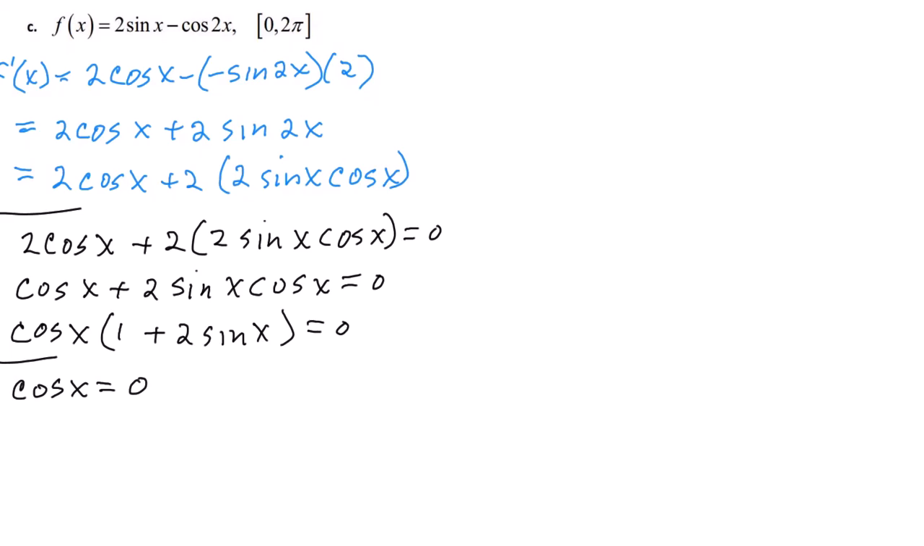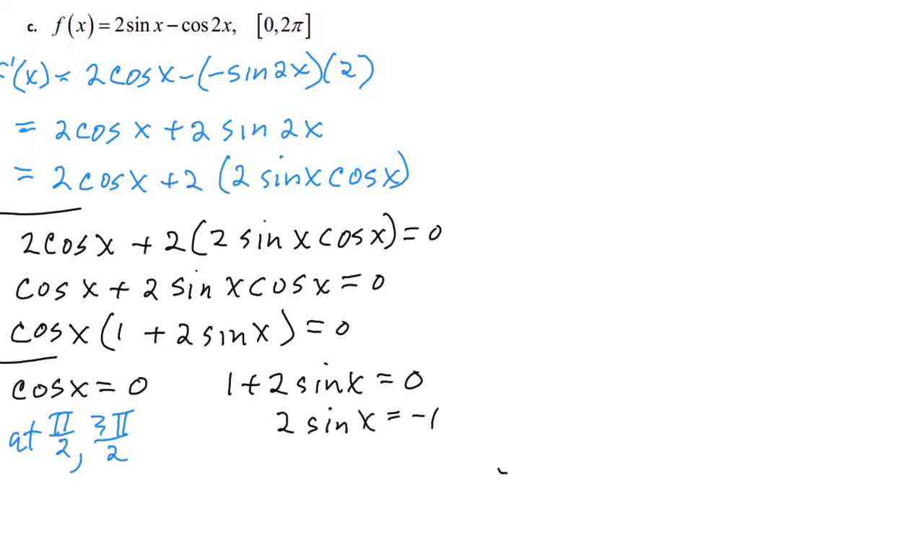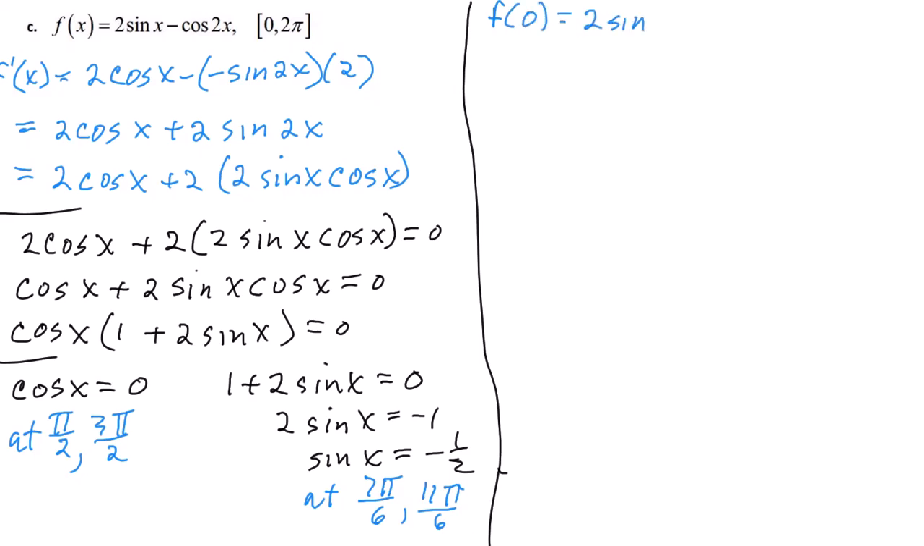Where is cosine x 0? Now remember, we're restricting this closed interval to 0 to 2 pi. In that interval, where is cosine x 0? Well, at these two places. All right, let's find out about 1 plus 2 sine x. I'll solve this for x. And we've kind of seen this before. This is true at 7 pi over 6 and 11 pi over 6. So I've got 4 critical numbers here, just based on the derivative.